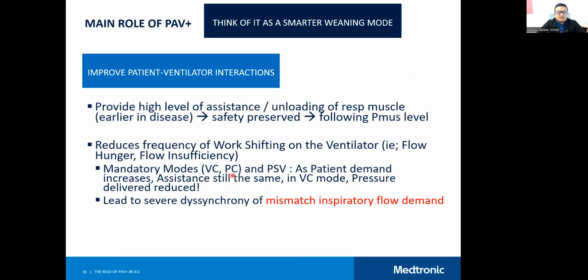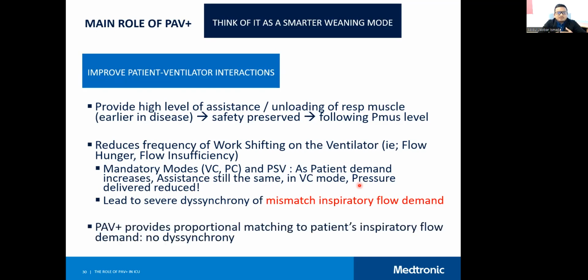Okay, in comparison to PAV plus, as the patient demand increases, assistance will be increased as well. As the patient demand reduces, assistance will be reduced to protect the patient and to keep working the diaphragm. All right. However, in VC mode, as the patient demand increases, assistance will be reduced, and the pressure will be constant, so it will not follow the patient. There can be a mismatch of inspiratory flow demand. Because PAV plus provides proportional matching to patient inspiratory flow demand, there will theoretically be less likelihood of desynchrony in matching the inspiratory flow. And when you have this, there will be less trigger and cycling desynchrony as well.